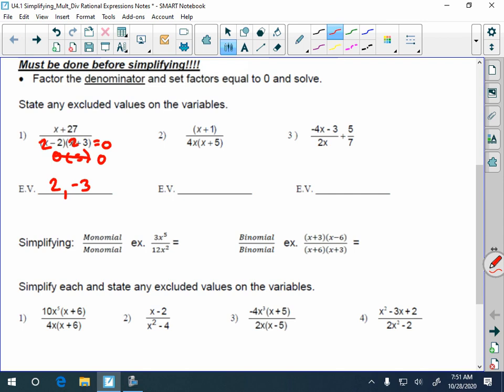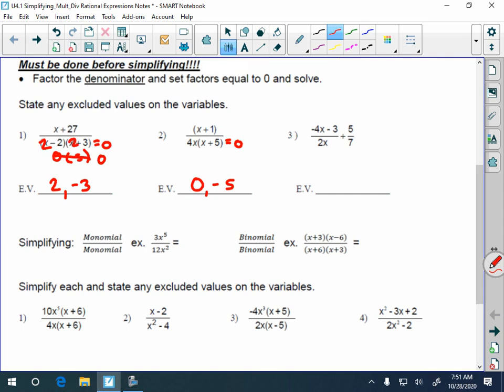All right, number 2, we have 4x and x plus 5 in the denominator. Again, if we set 4x equal to 0 and x plus 5 equal to 0 and solve, we're going to get 0 for the 4x and then negative 5 for the x plus 5.